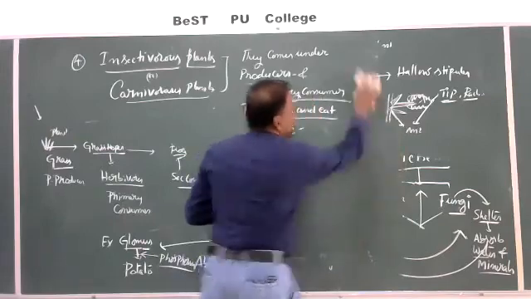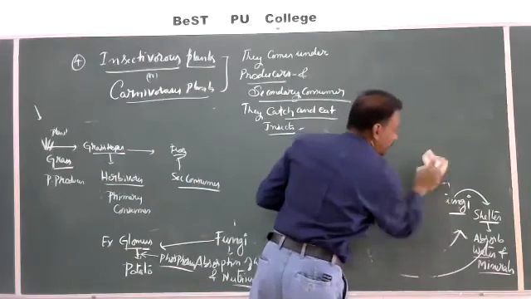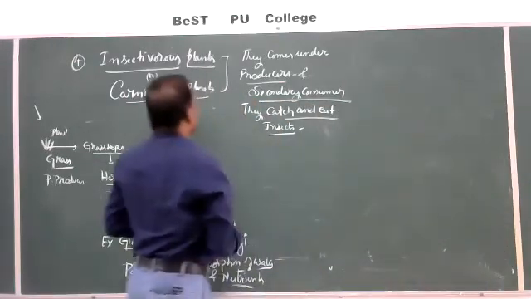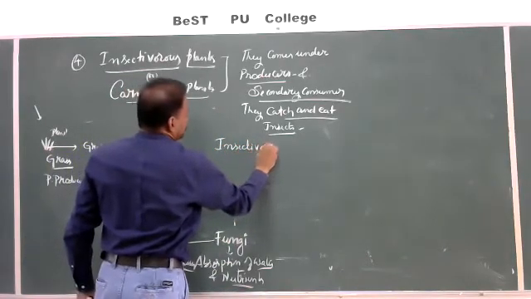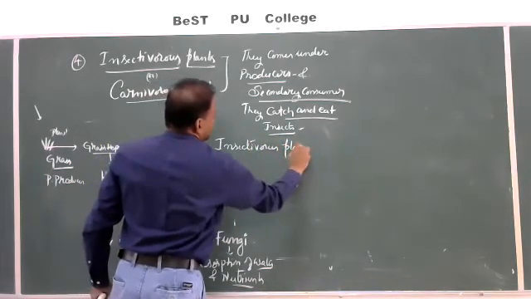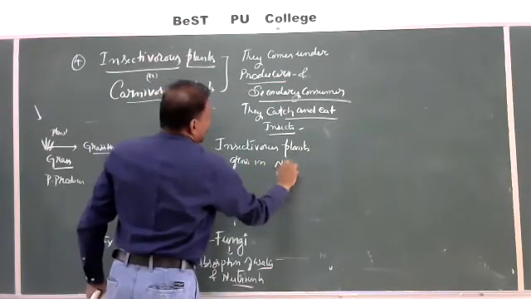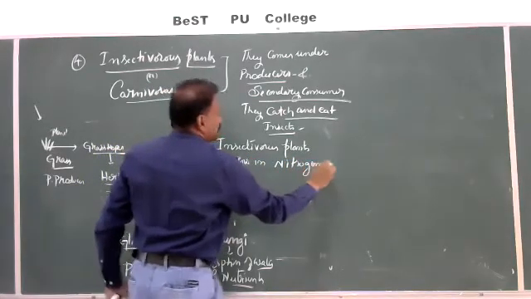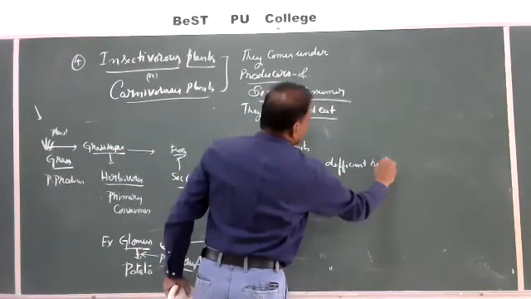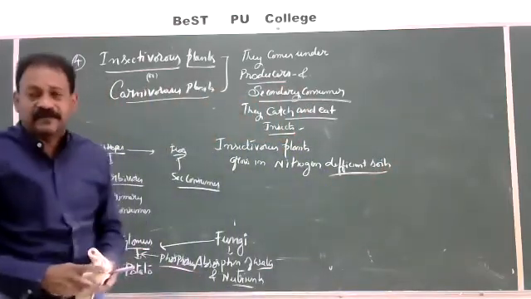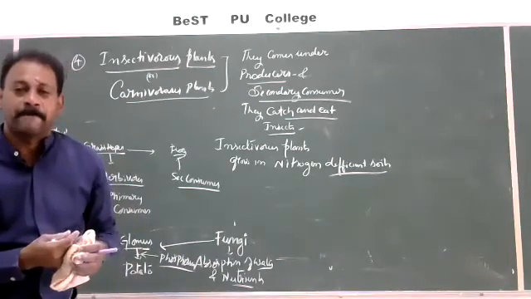Insectivorous plants are those plants which grow in nitrogen deficient soil. The most important concept: insectivorous plants grow in nitrogen deficient soils. So whenever insectivorous plants are growing in nitrogen deficient soils, from where will they get nitrogen?